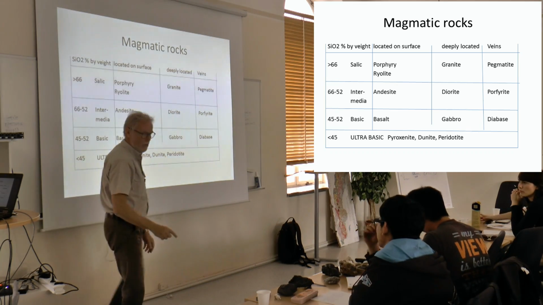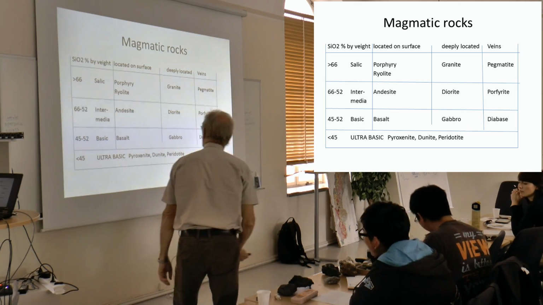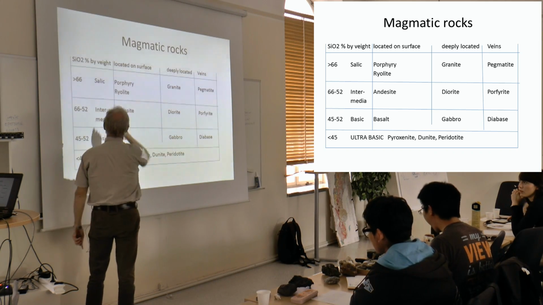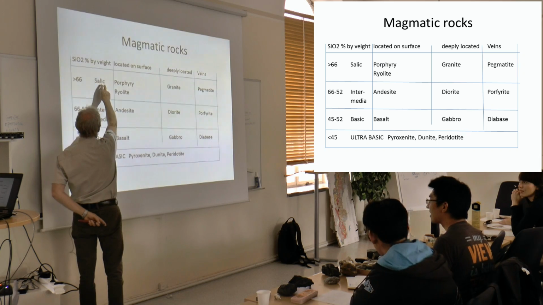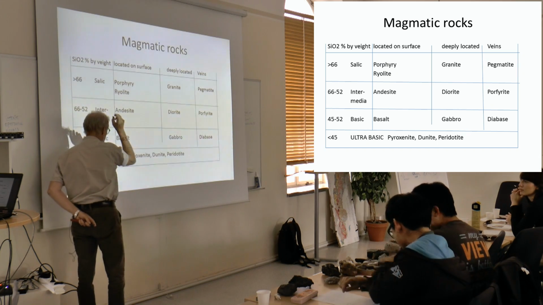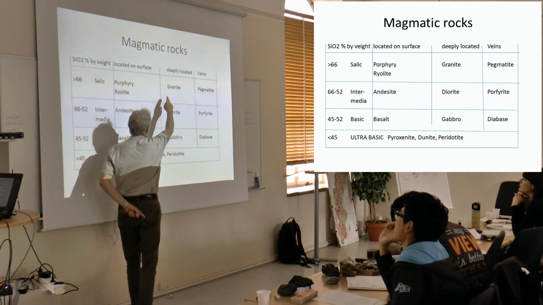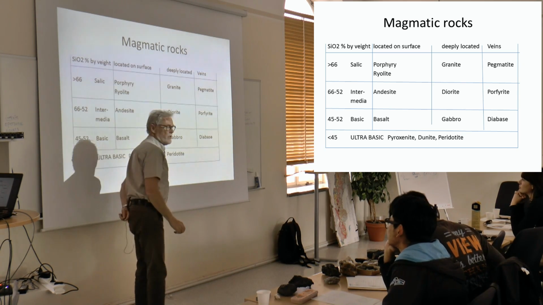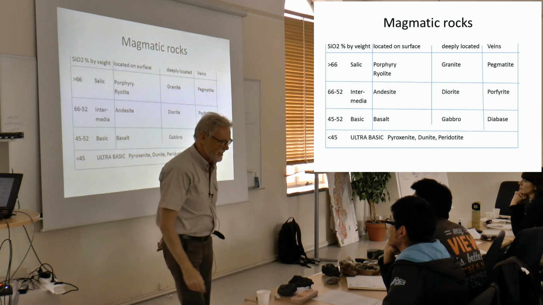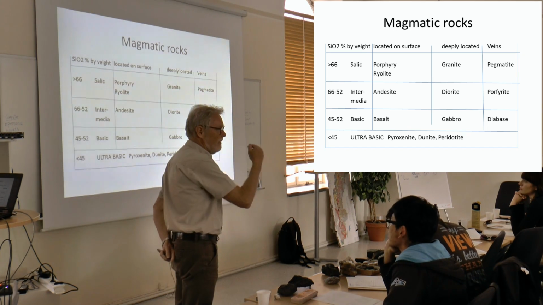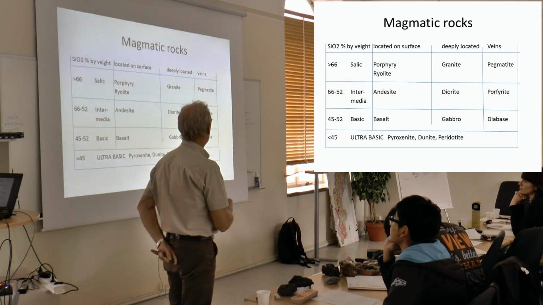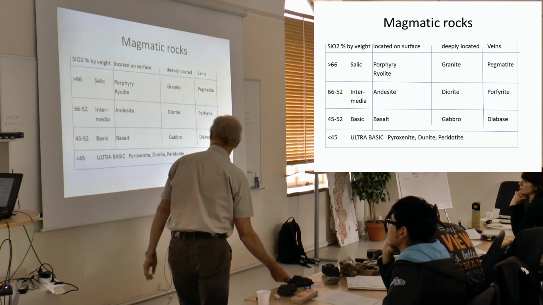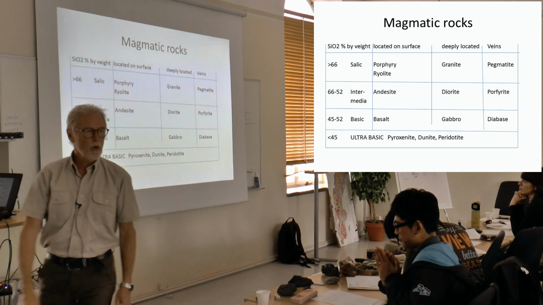Ultra basic. So what we have is this acidic, intermediate, and basic. And we have granite, diorite, and gabbro. That is what I want you to know about this one. So that we have these three stages of deep magmatic rocks. Now we will have a short break.